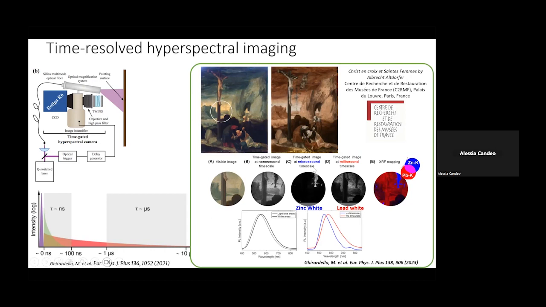But when we go to the microsecond time scale, we can start to see a new emission, which is again emission from zinc white, peaked at 530 nanometers. Here you can see the spectrum. And if we go to the millisecond time scale, we can still see the tail of the emission from lead white, which has this specific spectrum highlighted here in red. And all this was confirmed with XRF mapping.